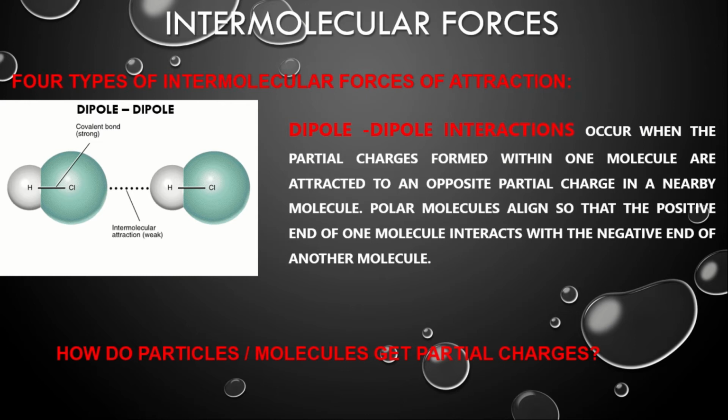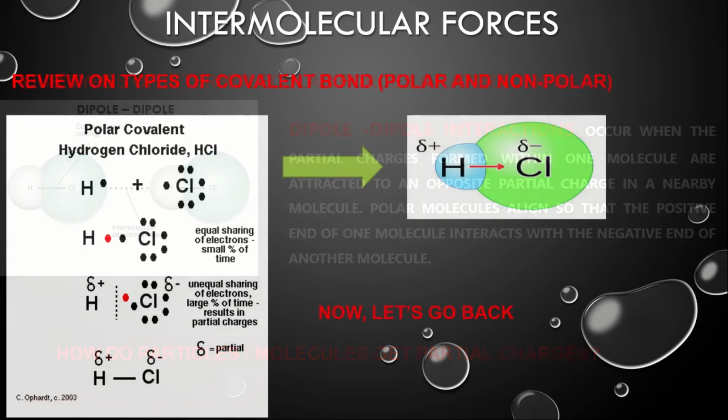So dipole-dipole interactions occur when the partial charges formed within one molecule are attracted to an opposite partial charge in a nearby molecule. So polar molecules align so that the positive end of one molecule interacts with the negative end of another molecule. Medyo mahirap siyang intindihin kasi hindi pa natin nadidiscuss kung paano nagkakaroon ng partial charges ang mga elements. So how do particles or molecules get partial charges?